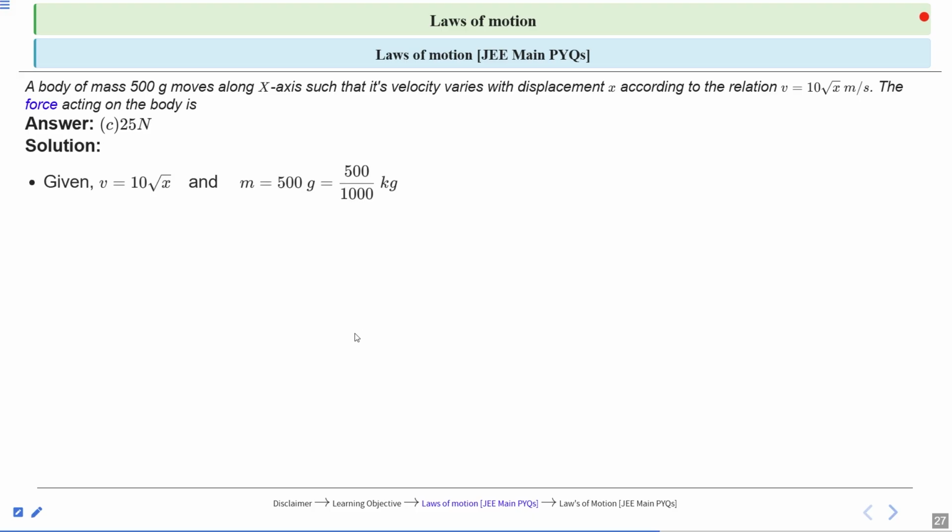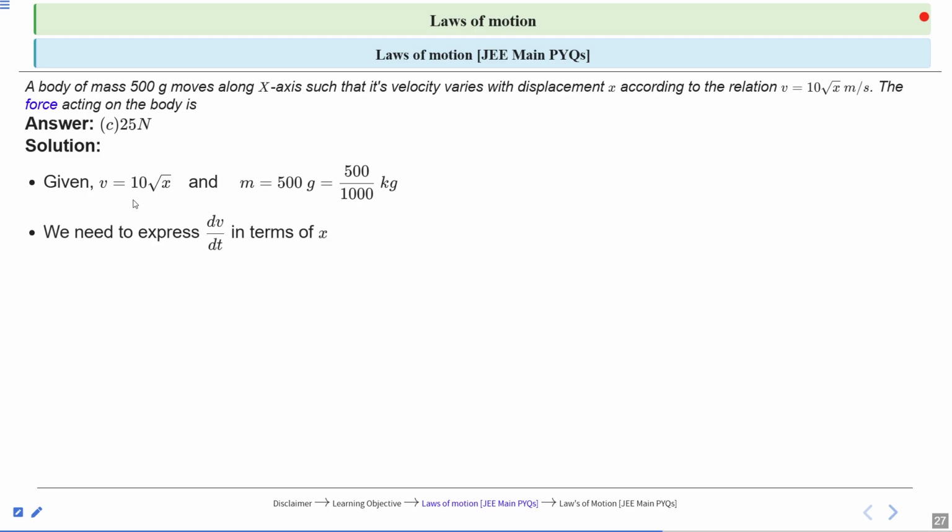The given term is v equal to 10 root x. It means this is the velocity. This is given and the mass is 500 gram. Here the mass is given in the unit of gram, but we need to convert it to kilogram. So just divide it by 1000. So it will be 500 divided by 1000 kg. So this is the mass of the body.